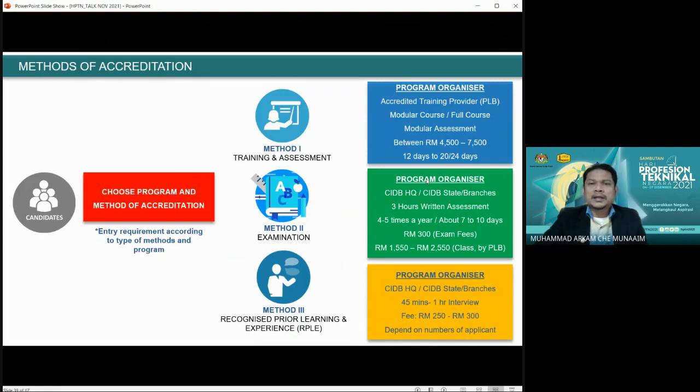You can Google it basically. Then the program organizer PLB talks about the modular courses, full courses, and modular assessment. You can take them one by one or take all. In short, I may want to take all 8 modules together, or just 5 modules or 1 module. I will slowly get them one by one over 5 years, for example. Then you come back and claim the certificate that you have all modules from the method 1 assessment. So these are the 3 methods currently in place for CIDB, to be chosen by all engineering or construction personnel.